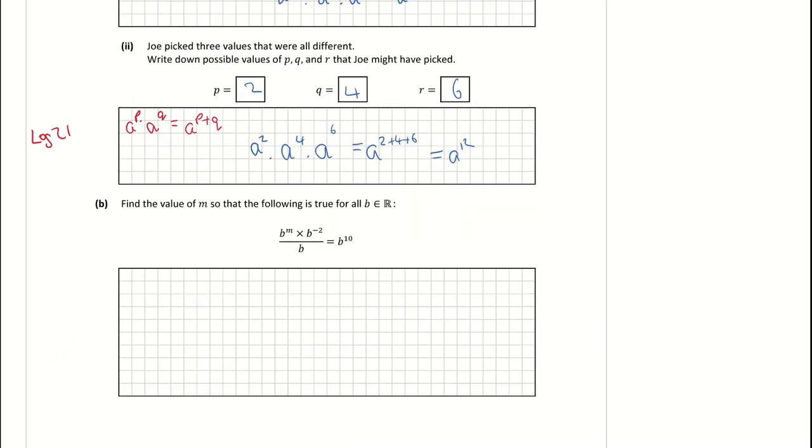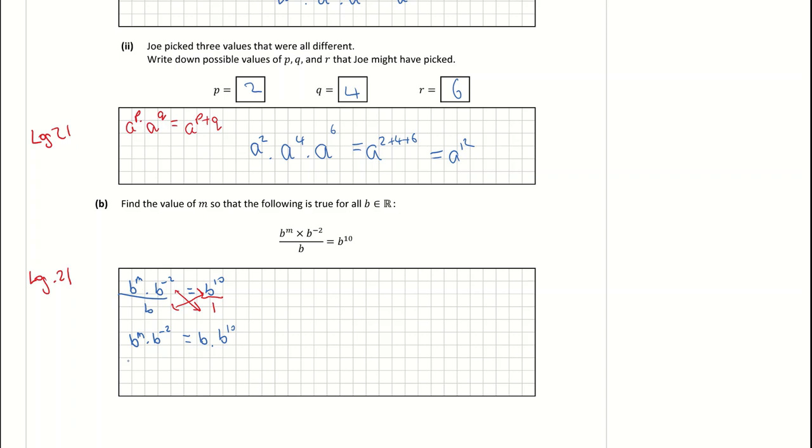And finally, b, find the value of m so that the following is true. Okay, again, make sure we're on page 21 of our logs here. We need to use some of the rules. So let me write it out here. So it's b to the power of m times b to the minus 2, over b, is equal to b to the 10. First thing I'm going to do is put that b to the power of 10 over 1. So I have a fraction equals a fraction. Most simple way to solve a fraction equal to a fraction is cross multiply. So multiplying b to the m times b to the minus 2 times 1 stays as is. And then I have b times b to the 10.